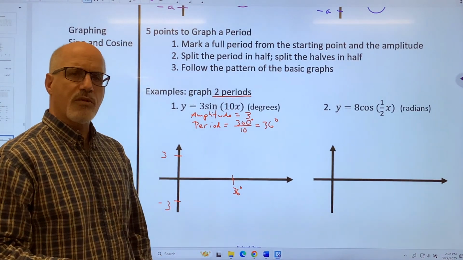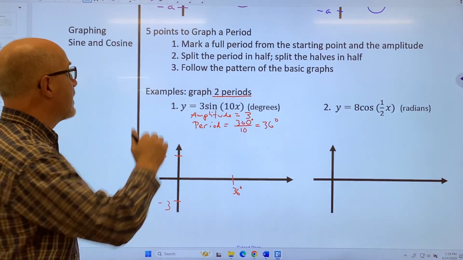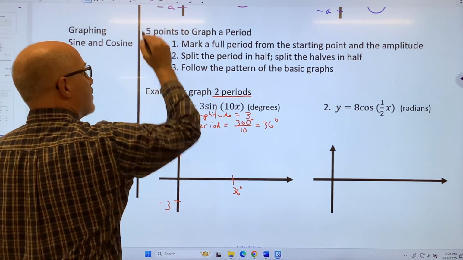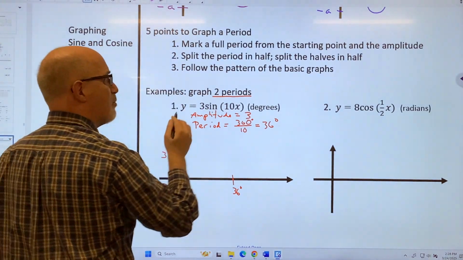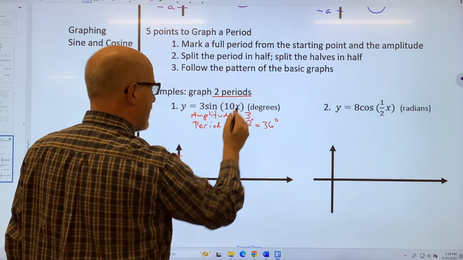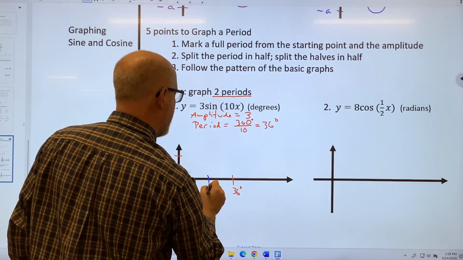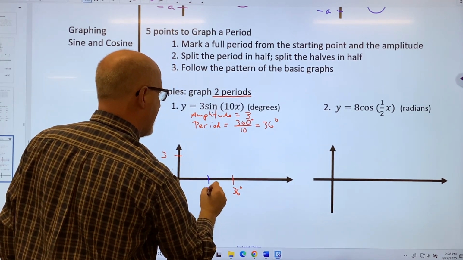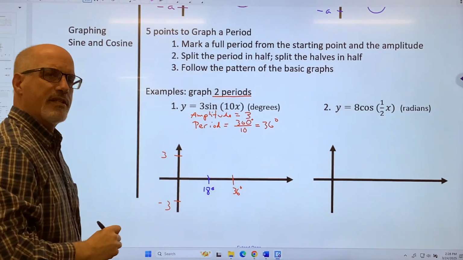So 36 degrees, I'm going to end the period there. Now, the next thing I want to do to get the rest of the key points is split the period in half. So I'm going to go right here in the middle of it, and that's going to be 18 degrees, halfway to 36.